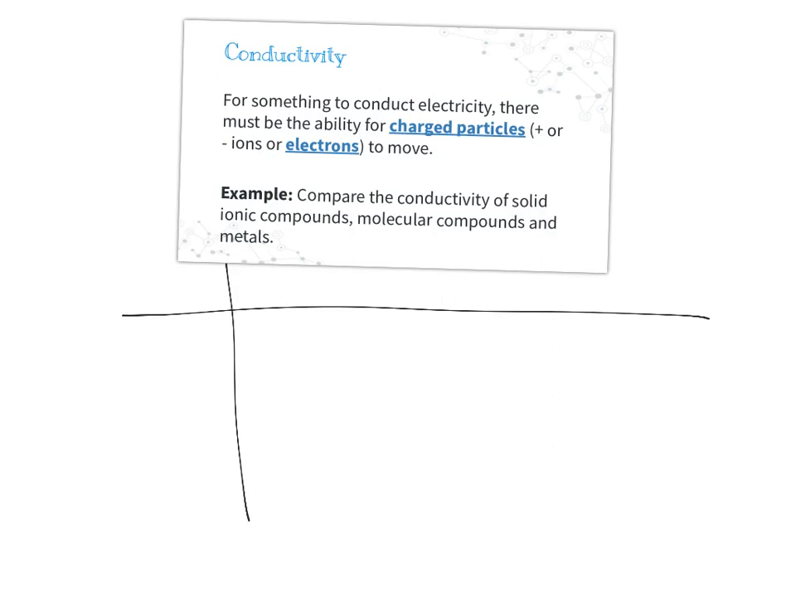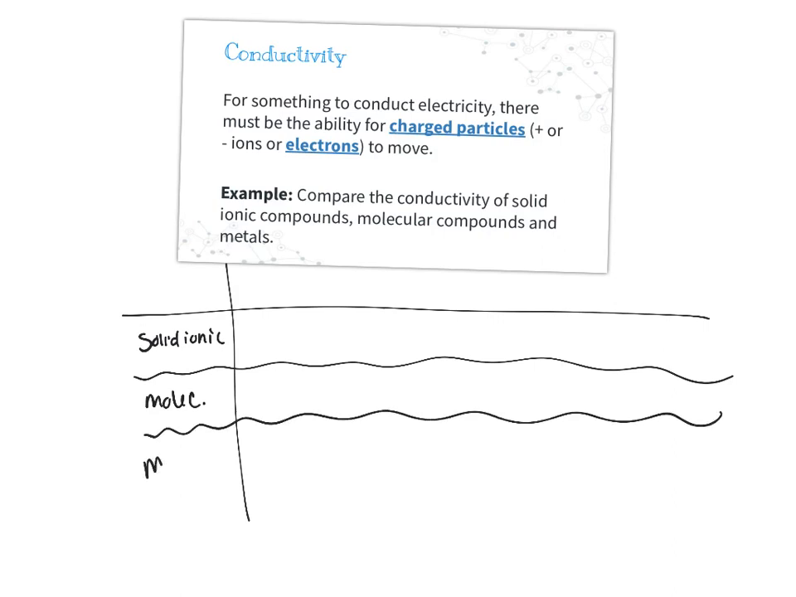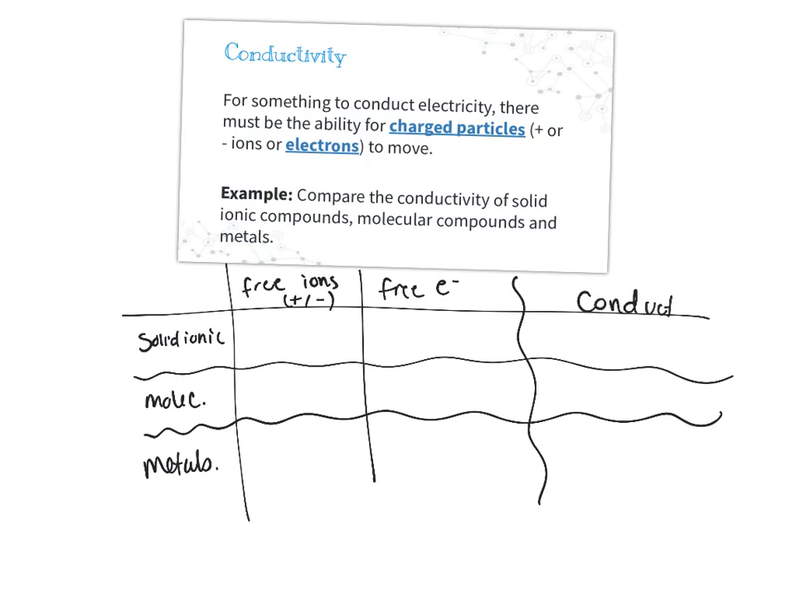It might be a little bit easier. We're going to compare a solid ionic, that's important to decide, molecular and metals. And we're going to look for free ions, so those positives and negatives, and free electrons, so not in bonds. And that will tell us if they conduct or not. This is kind of like a little chart in your notes.